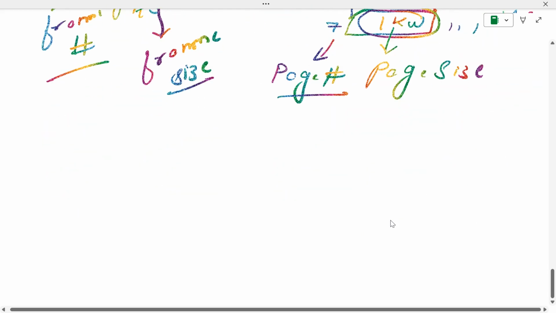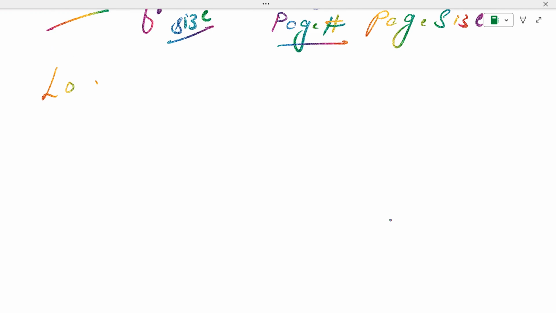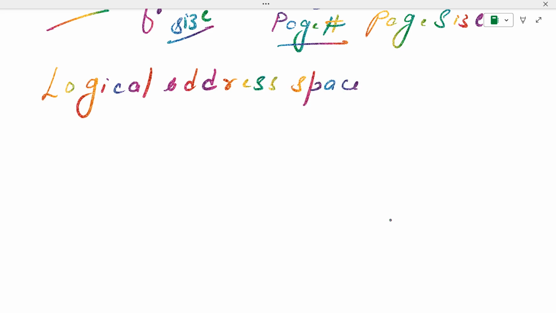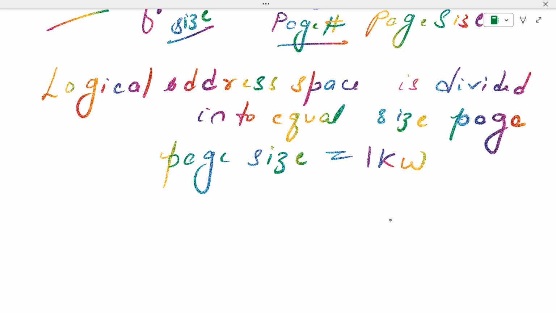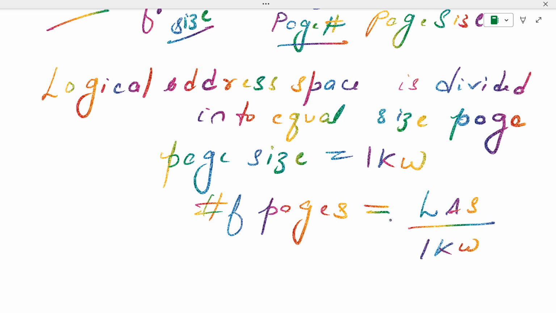So we can say that the logical address space is divided into equal size pages. And the page size is 1 kiloword. Then if someone asks how many pages there are in the logical address space, it will be the logical address space divided by 1 kiloword, that is the page size. That gives us the number of pages.